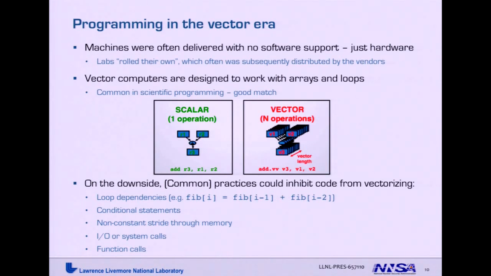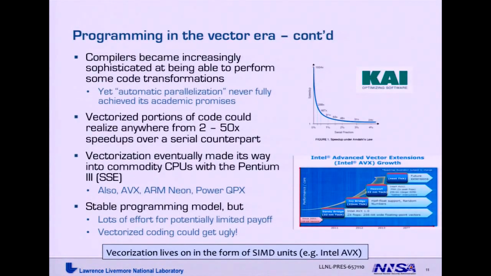Other things that make vectorization hard: conditional statements, if-then-else type statements inside a loop. If you're not striding regularly through memory, if you're skipping through, say, some kind of index set, I/O calls, function calls, all these things can stymie vectorization. And a lot of this got improved over time through better compiler development. Compilers became increasingly sophisticated during this time.